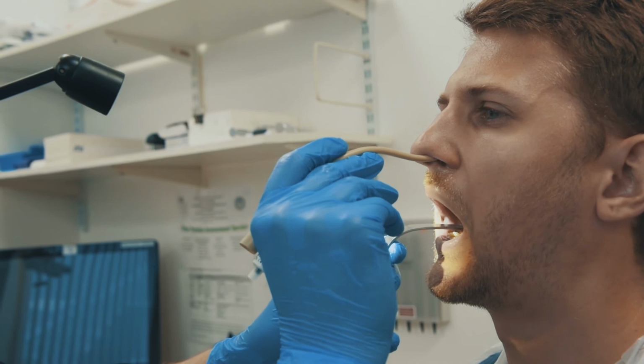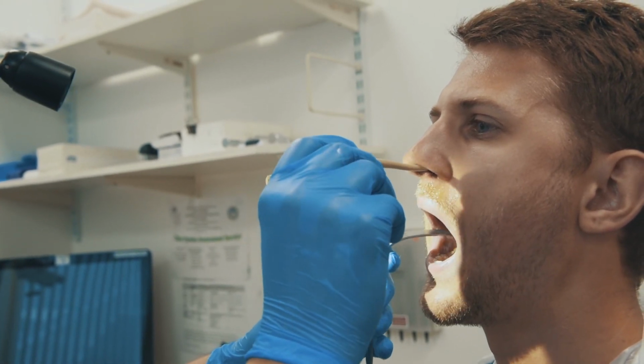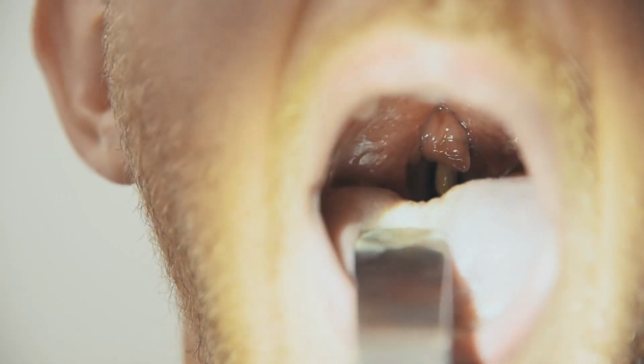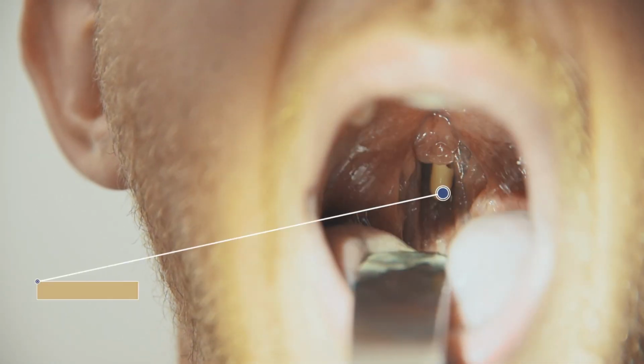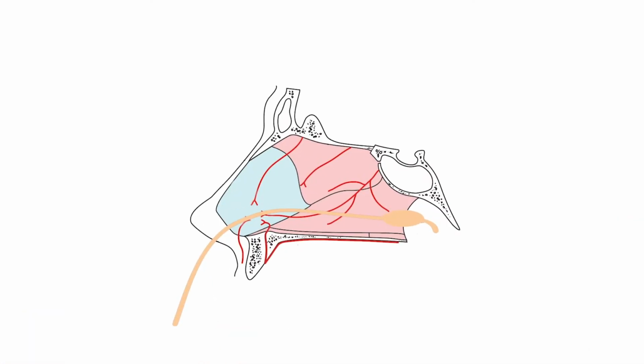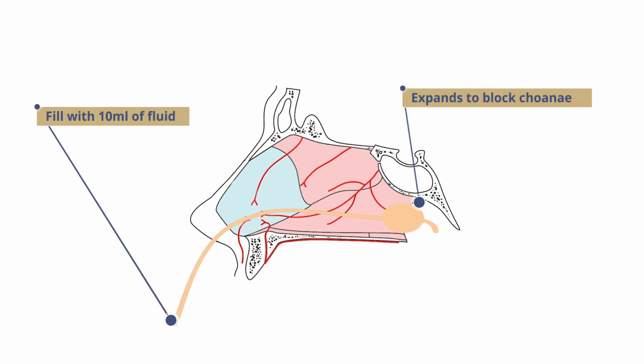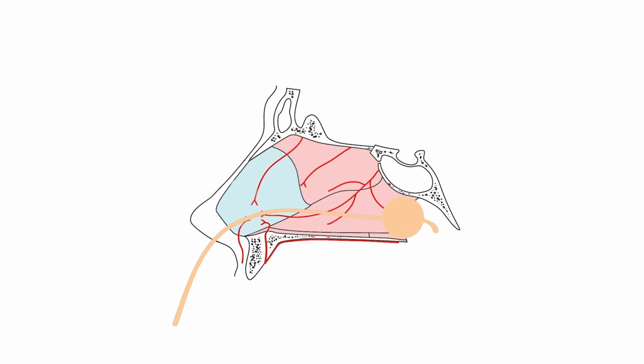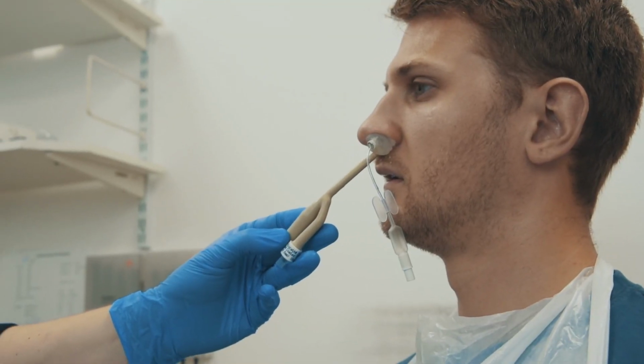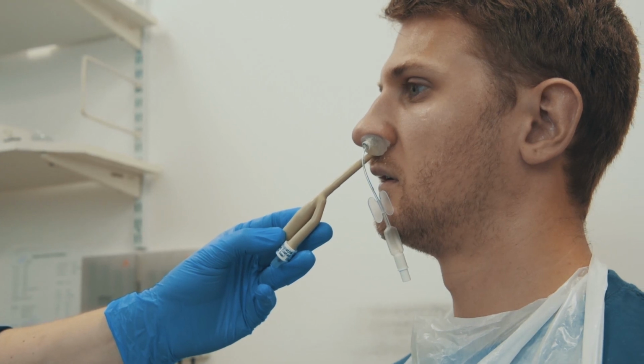Advance the catheter until the tip can be seen in the oropharynx. Inflate the balloon with 10 ml of water, not saline, and pull the catheter until the postnasal space and the choana is occluded. Keep hold of the catheter and ensure the patient keeps their head still or rested against a bed. Then insert the Rapid Rhino alongside the catheter using the same technique as for anterior packing.